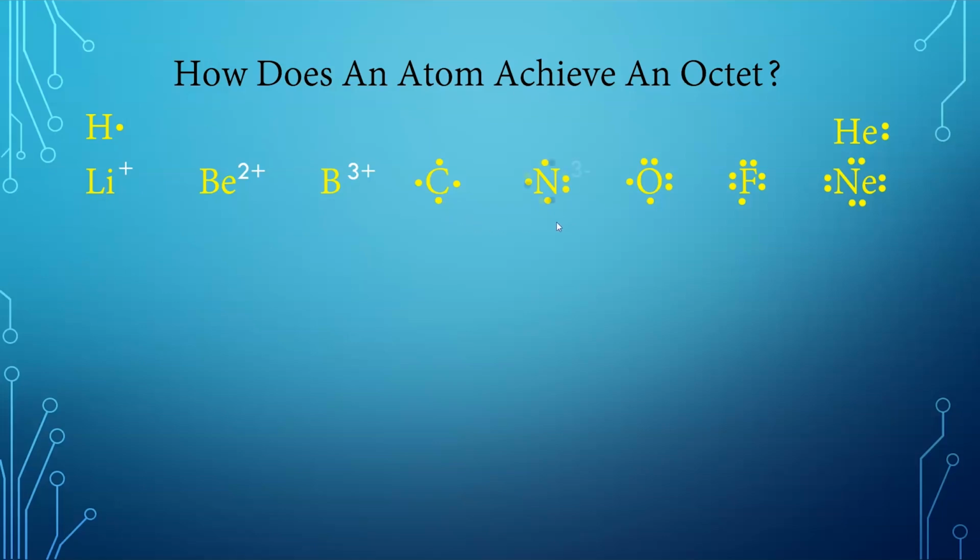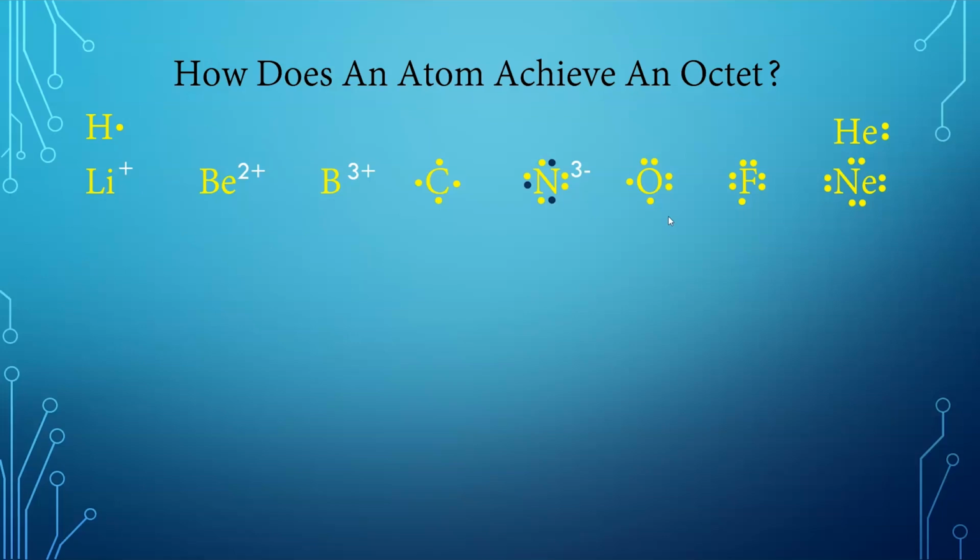If we move on to nitrogen, for nitrogen, it's a shorter route to move ahead and gain electrons. If nitrogen gains 3 electrons, it will now be isoelectronic to neon, and it has its octet, but because it gained 3 electrons, it's got a negative 3 charge.